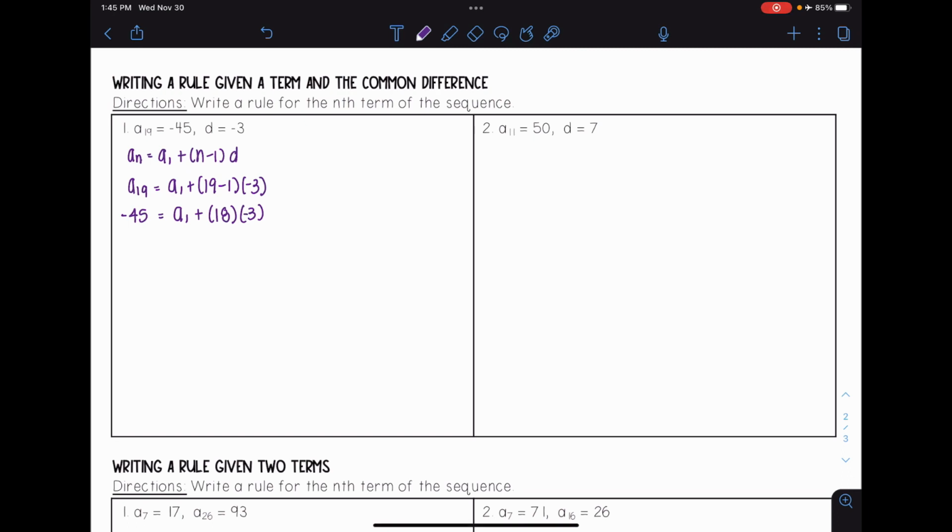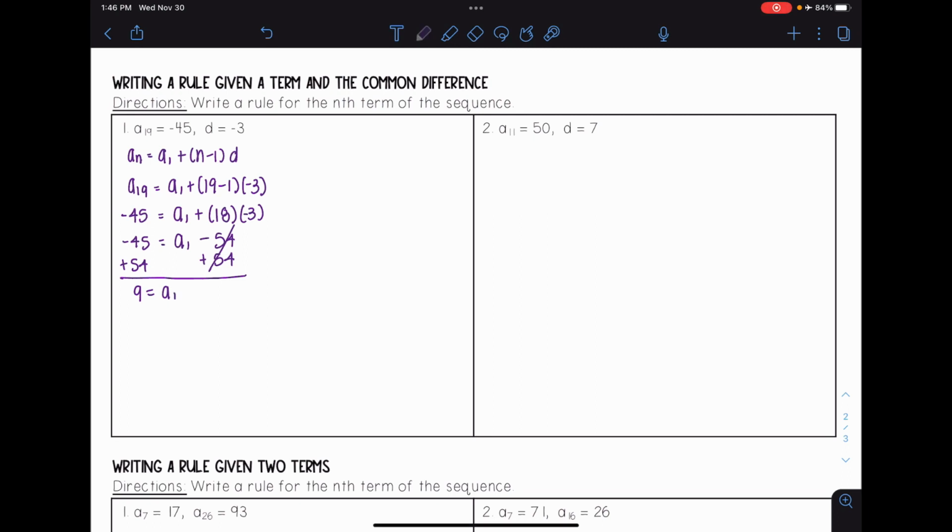And now I have this equation. I can solve this for a1. Well, when I do 18 times negative 3, I get negative 54. So now I have negative 45 is equal to a1 minus 54. Then adding 54 to both sides, I get that a1 is equal to 9.